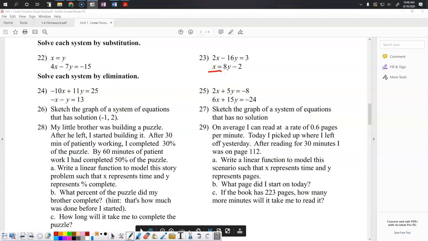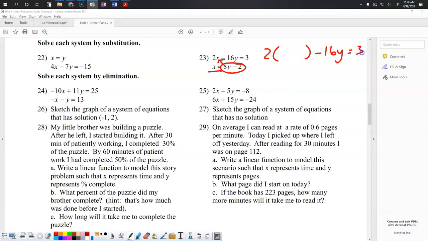Once again, I've got an x equals. By the way, it can be a y equals. If you had a y equals, you would replace the y instead. But in this case, we have another x equals. So x equals this. So now I can replace the x in the other equation with what I just circled there. So instead of 2x minus 16y equals 3, we can do 2 and replace the x with 8y minus 2 because that's what x equals. So for this one, we've got a little bit more work to do to solve it.